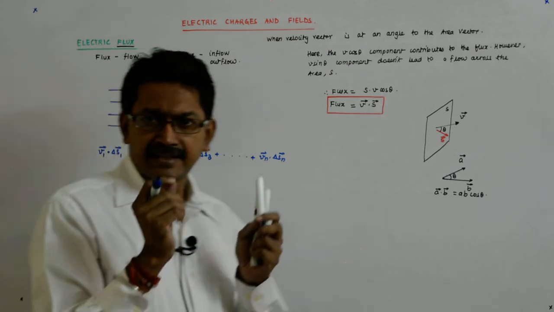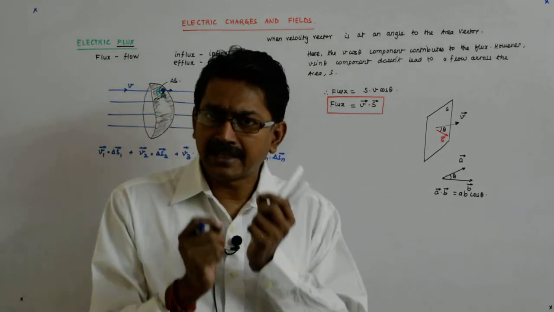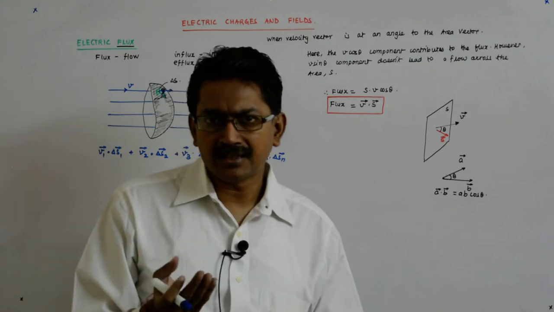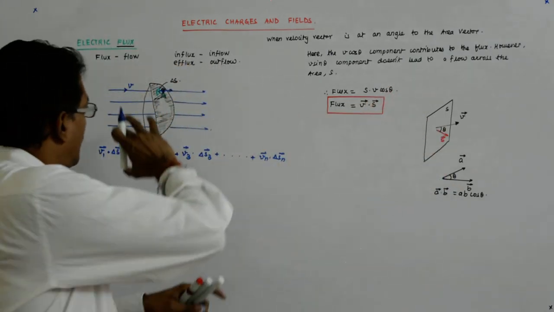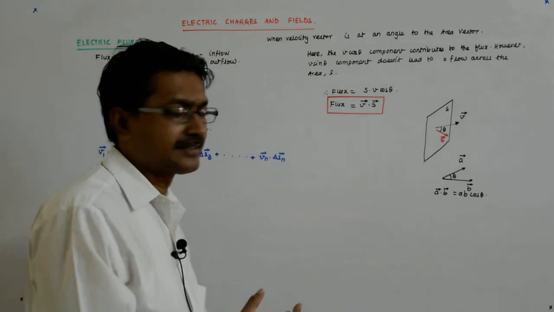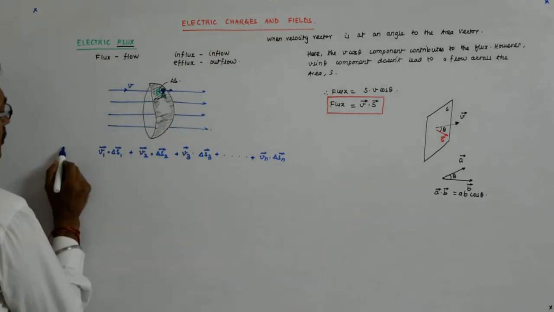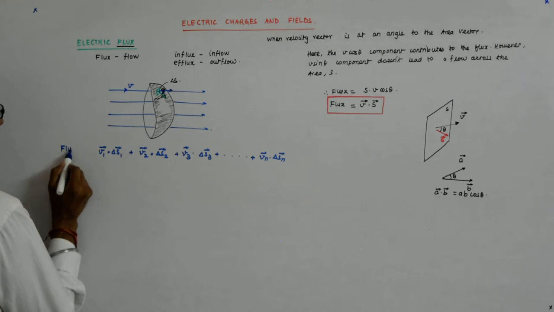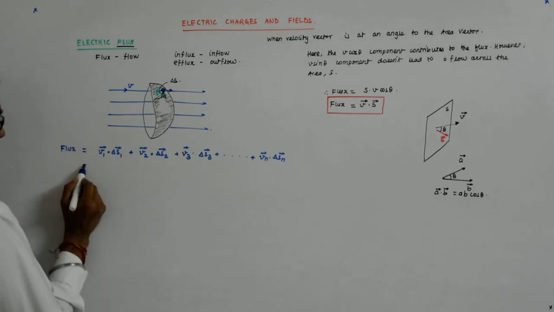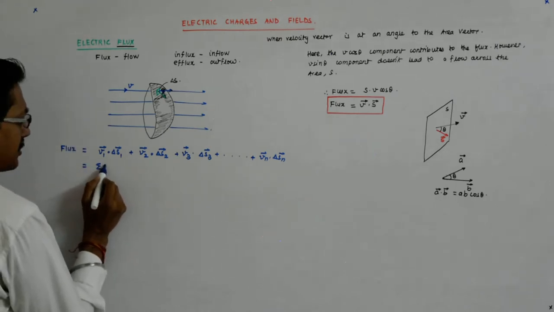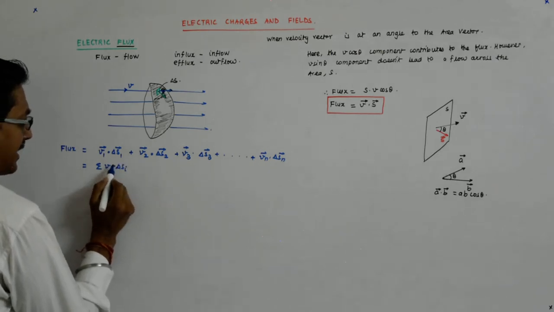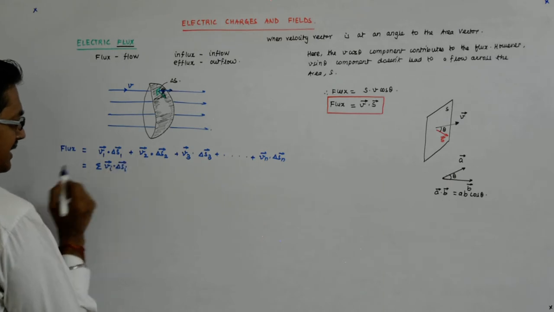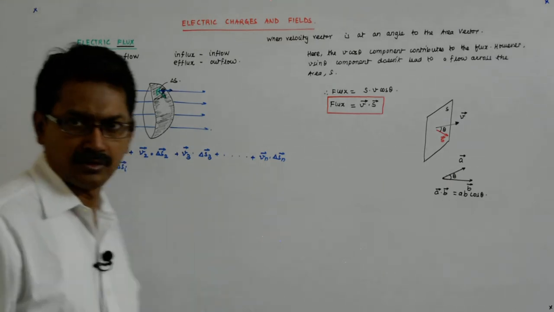So, I take these small areas which look like a plane, I do the dot products, apply this formula, sum it up for the whole surface, and that should give you the flux. So ultimately it becomes summation of Vi dot delta Si, summed over all the small areas.